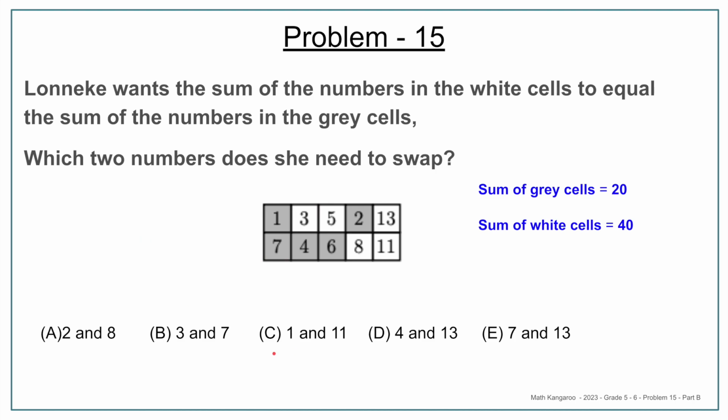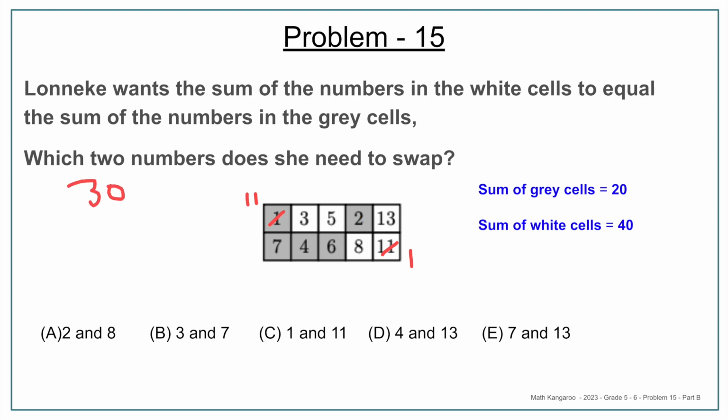Now let's move on to option C. So we swap 1 with 11. So this becomes 11 and this becomes 1. Now add the gray cell. So we have 11 plus 7 gives us 18. 18 plus 4 gives us 22. 22 plus 6 gives us 28. 28 plus 2 gives us 30.